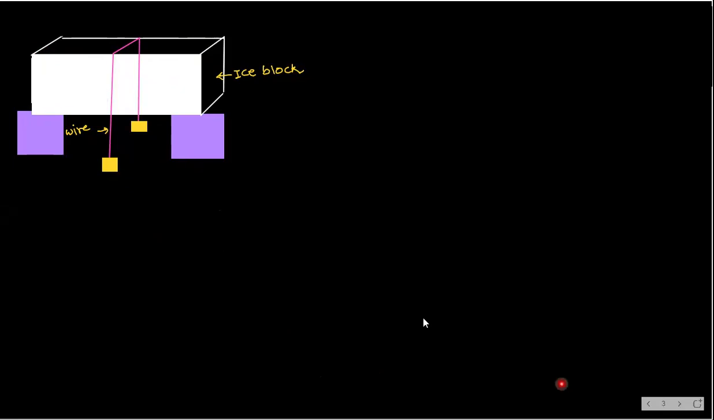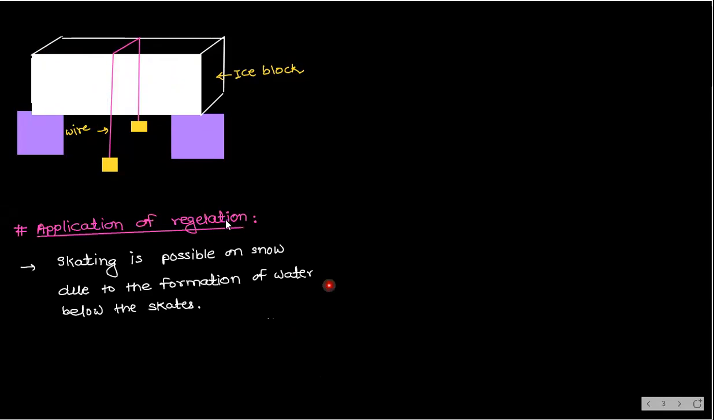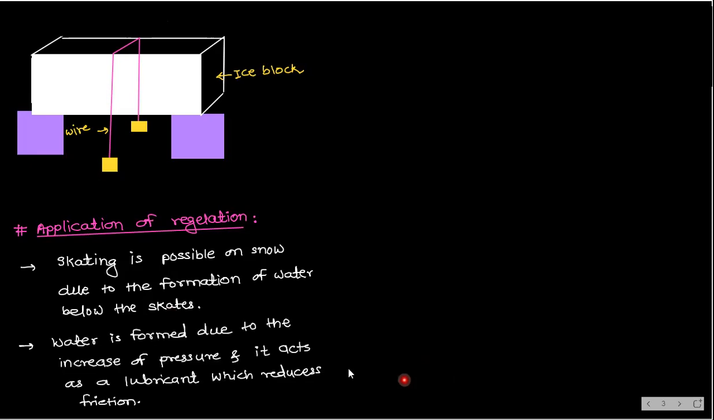So what is the application of this regelation? You see, skating is possible on snow due to the formation of water below the skates. So what happens when you are skating? Due to the pressure, ice will get melted just below the skate, and that ice will get converted into water. So this water will behave as a lubricant, and that's why there is no friction, and that's why skating is possible on snow due to regelation only. Understand? This question they may ask you for 2 marks.